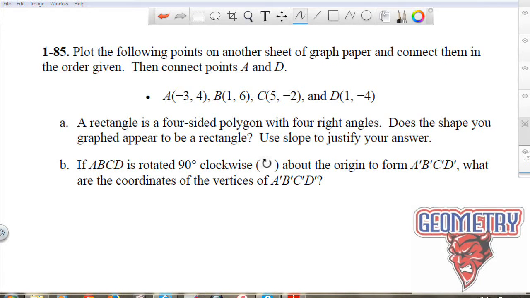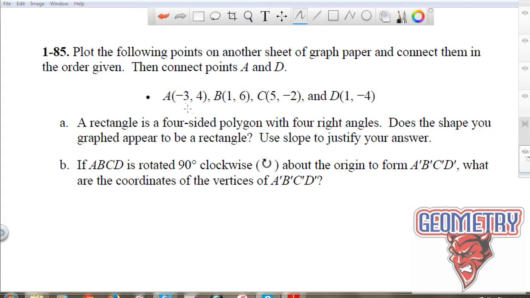Hello, this is problem number 85 in geometry, and we're working with plotting these various points. After plotting them, we're going to determine what type of polygon they've created, and then we're also going to use our transformation knowledge to try and rotate it 90 degrees clockwise.